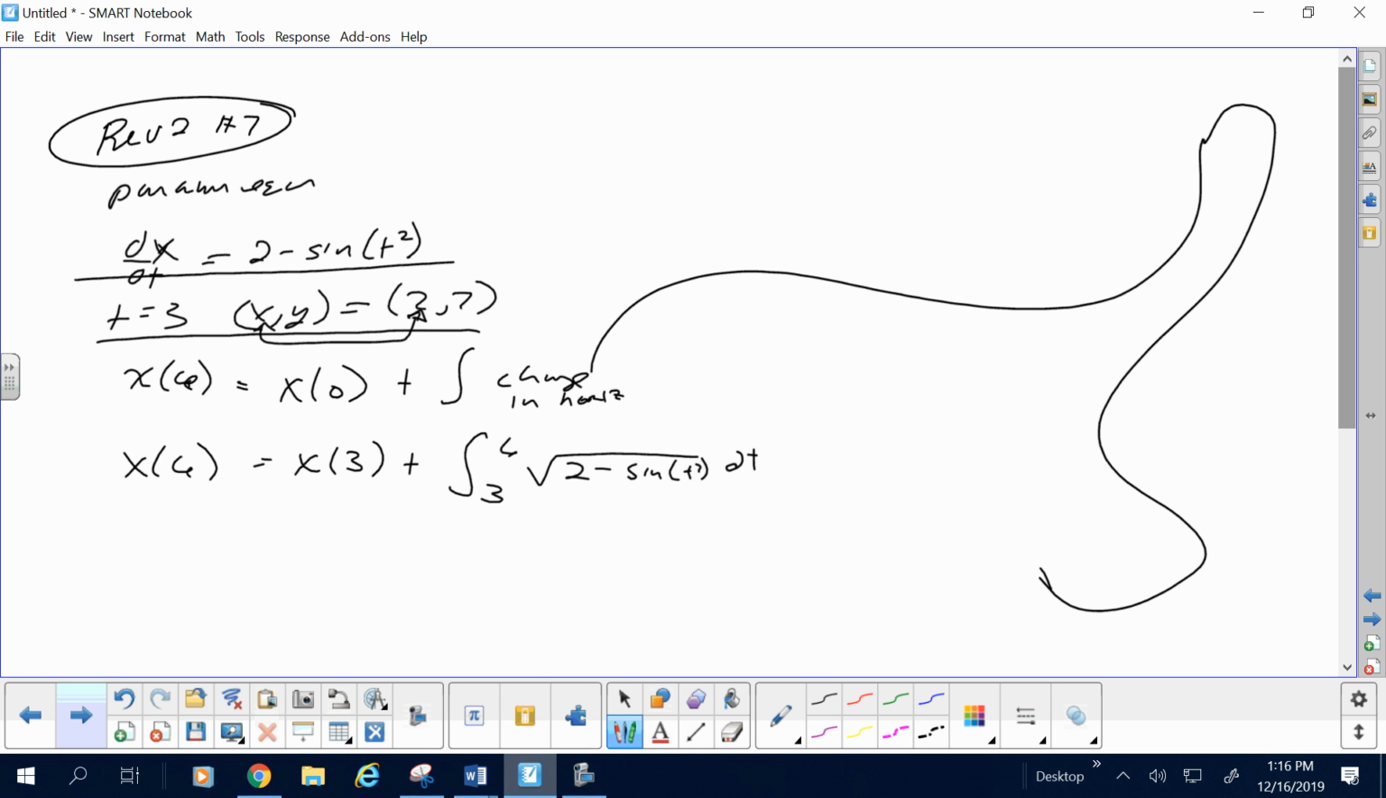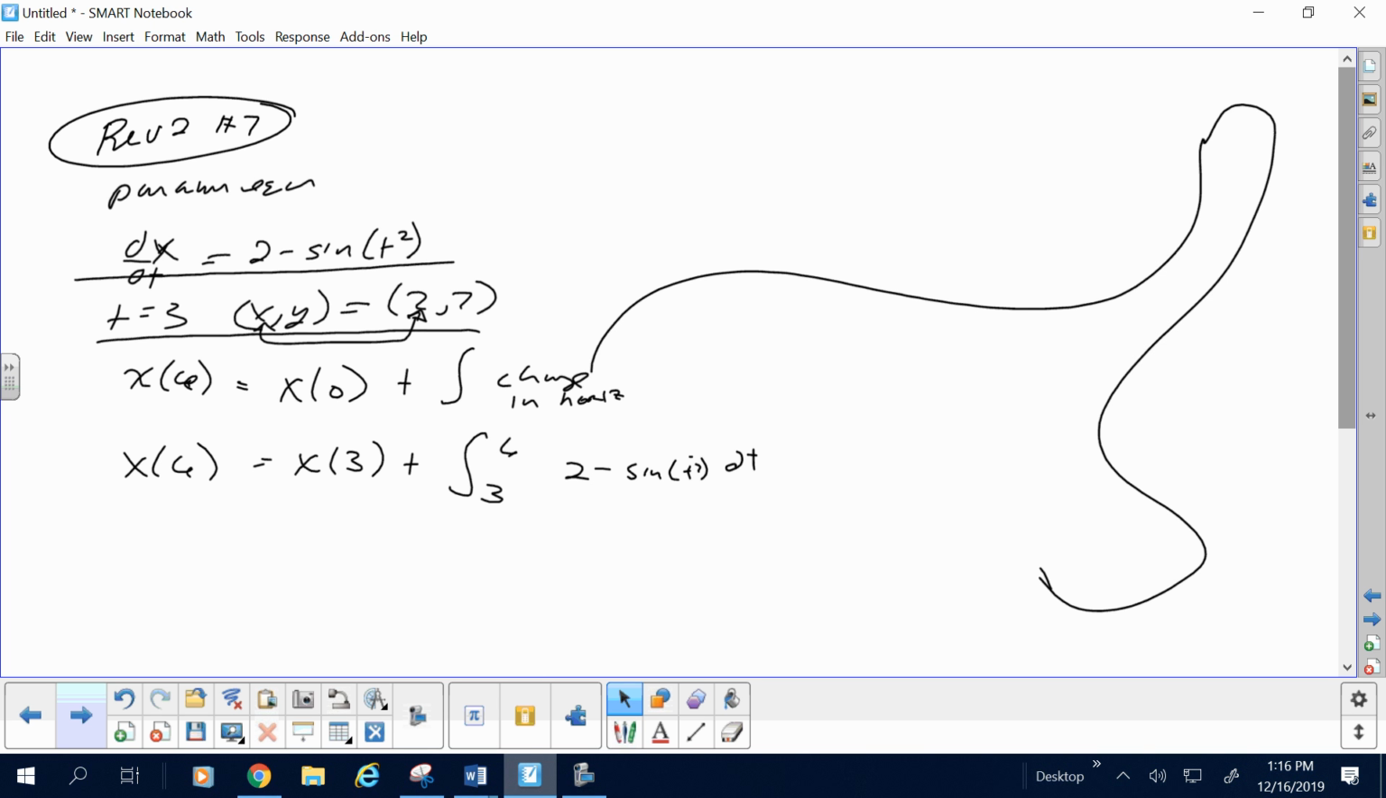Why is it square rooted? I have no idea. I don't know. It's a good question, good critical thinking here, Brandon. All right, are we good? There's no reason for it to be forward.